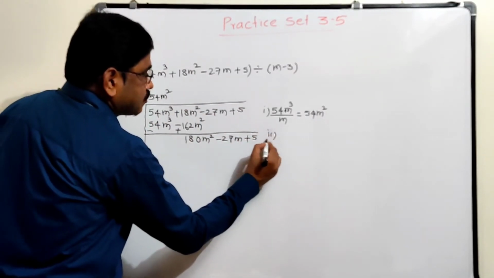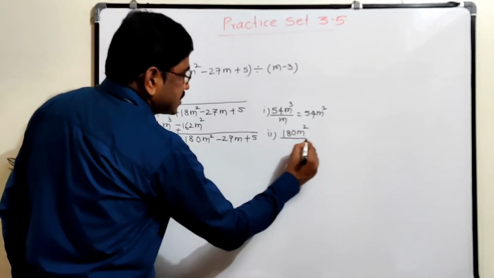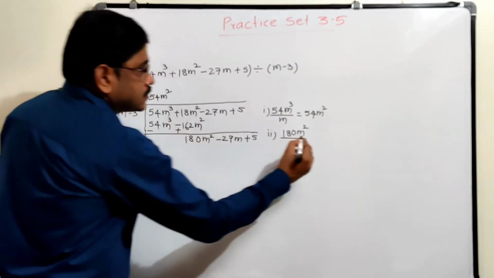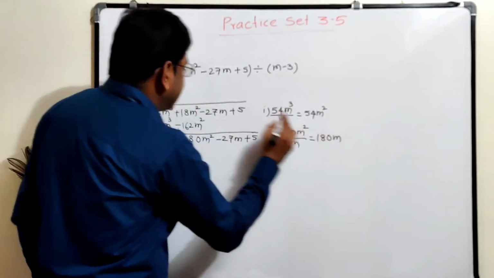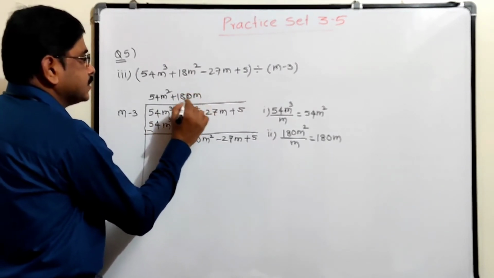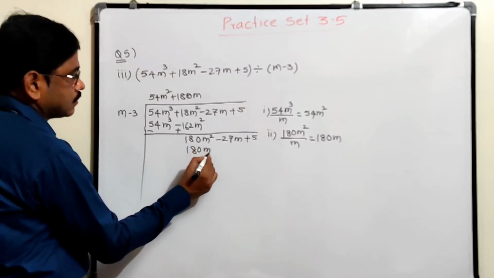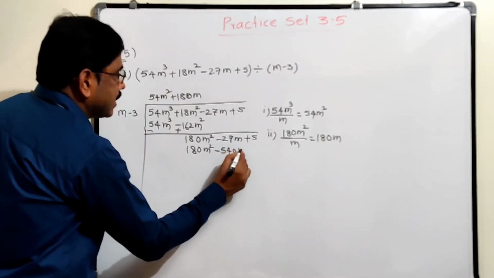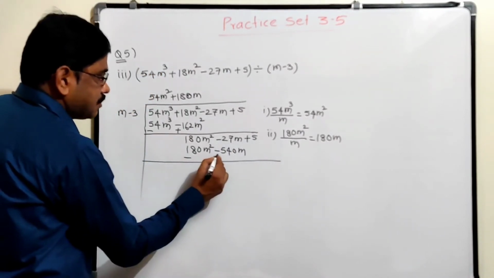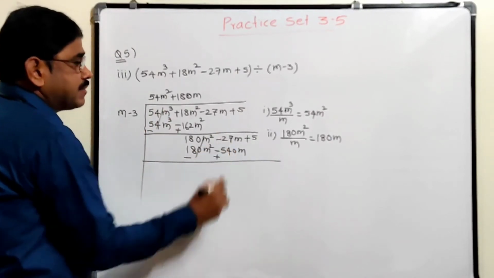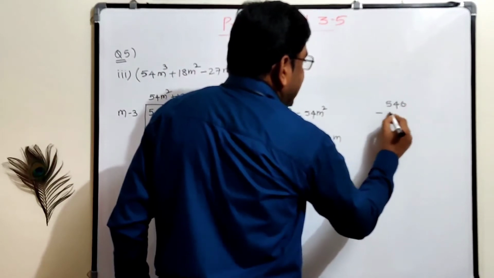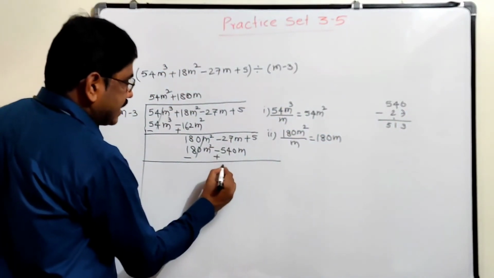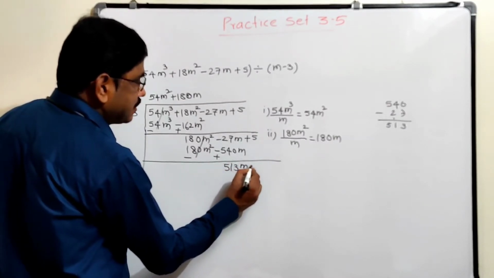So the second quotient we have to find: 180 m square, the first term of the dividend, divided by the first term of the divisor, that is m. So here 180, and this m cancels, so we get plus 180 m. So multiply with this: 180 m square minus 180 times 3 is 540 m. Now minus this, plus this cancels, and this also cancels here. So 540 minus 27, let us do it in rough: 540 minus 27 is 513. So 513, plus sign because of the sign of the larger number, 513 m and plus this 5.